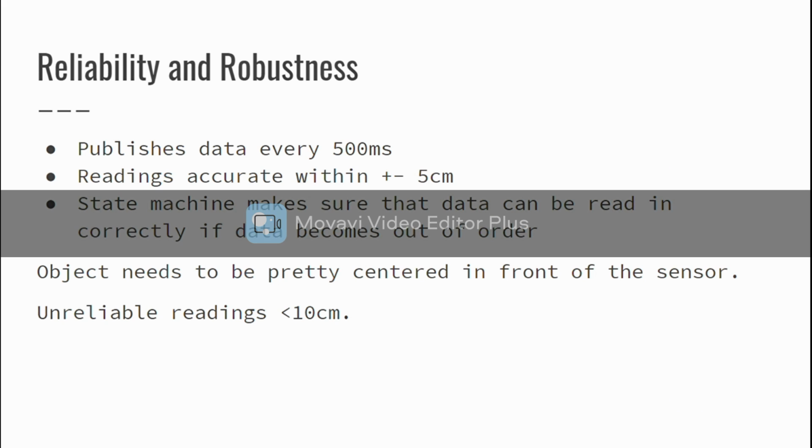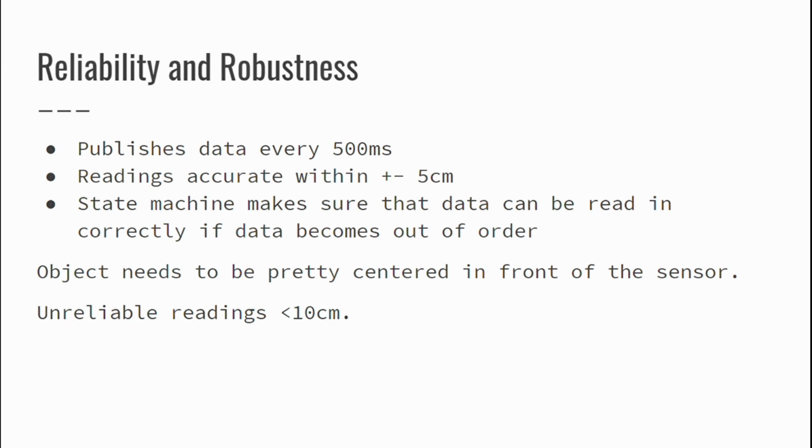The LiDAR data was published to the MQTT server every 500 milliseconds, and this is based off a timer 500 callback. After making the spec sheet, I found that the readings from the sensor were accurate within plus or minus 5 centimeters of the actual marked distance.